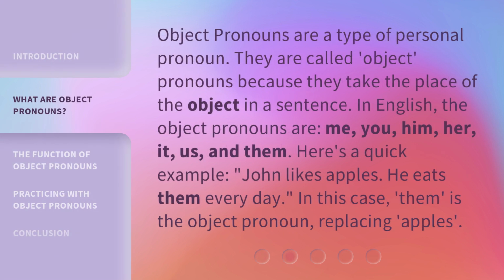Object pronouns are a type of personal pronoun. They are called object pronouns because they take the place of the object in a sentence. In English, the object pronouns are me, you, him, her, it, us, and them. Here's a quick example. John likes apples. He eats them every day. In this case, them is the object pronoun, replacing apples.